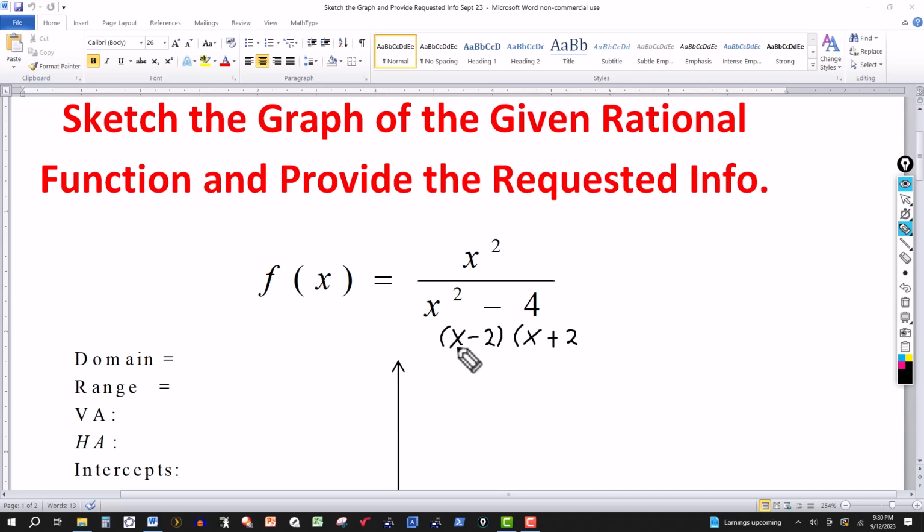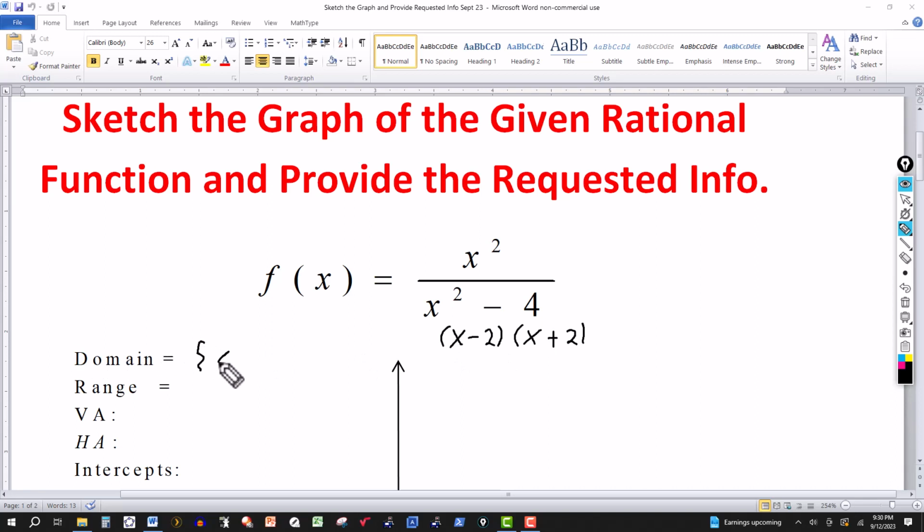So you can see I have a factor of x minus 2 here and x plus 2. So this first factor is 0 when x is 2. The function is undefined there. Second factor, x plus 2, that's 0 when x is negative 2. So those are not in the domain. So it's all numbers except those.